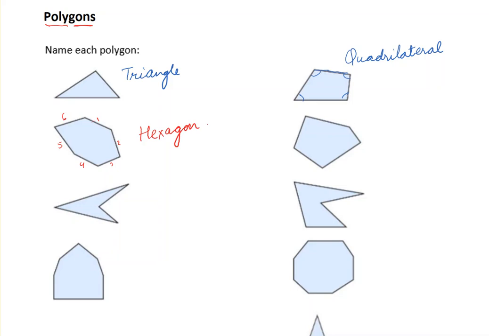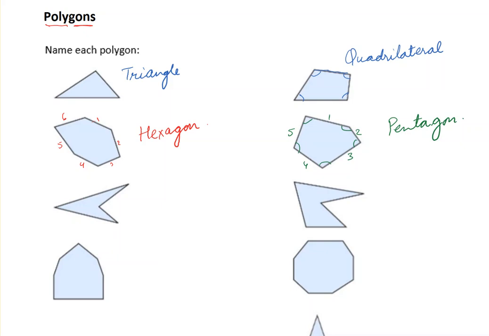Next we have another polygon. So this one has 1, 2, 3, 4, 5. So this is a closed shape with 5 sides. We call it pentagon. Penta means 5, gon means sides. A shape with 5 sides is called pentagon. And again, this has 5 angles.